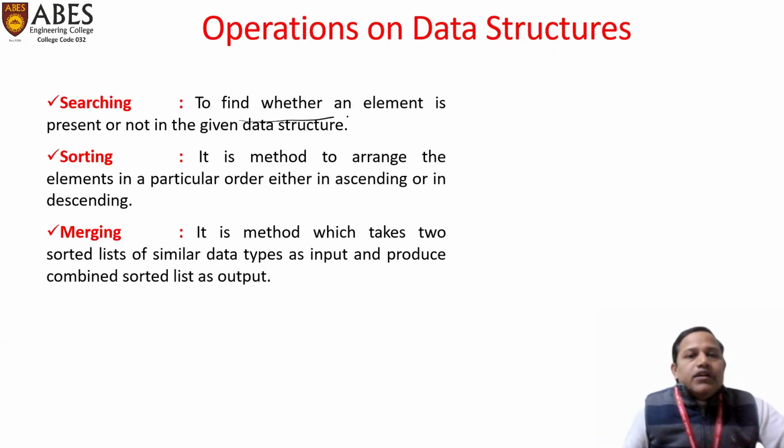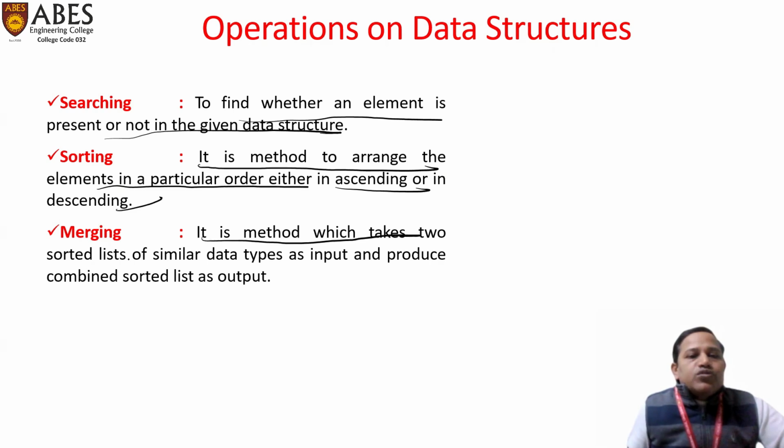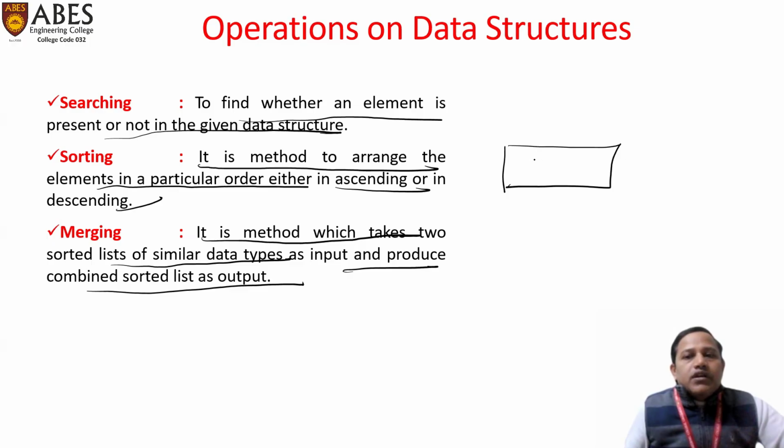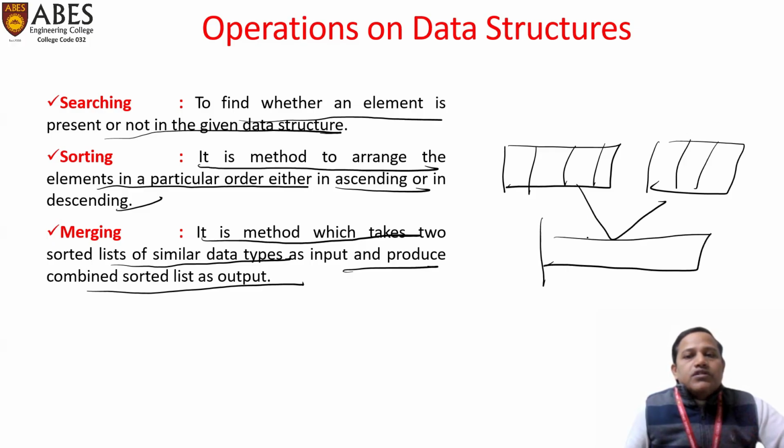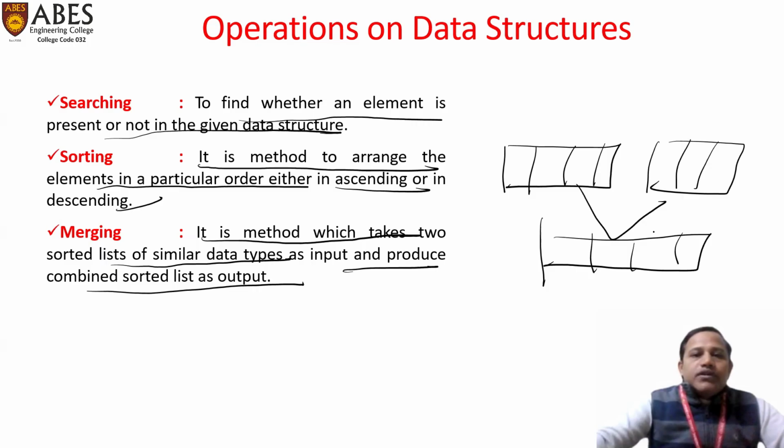Searching is to find whether an element is present or not in the given data structure. Sorting is a method to arrange the elements in a particular order, either ascending or descending. Merging is a method which takes two sorted lists of similar data types as input and produces a combined sorted list as output. Basically, there are two lists of elements, and we merge these two arrays or lists into a single list in sorted order. That is called merging.